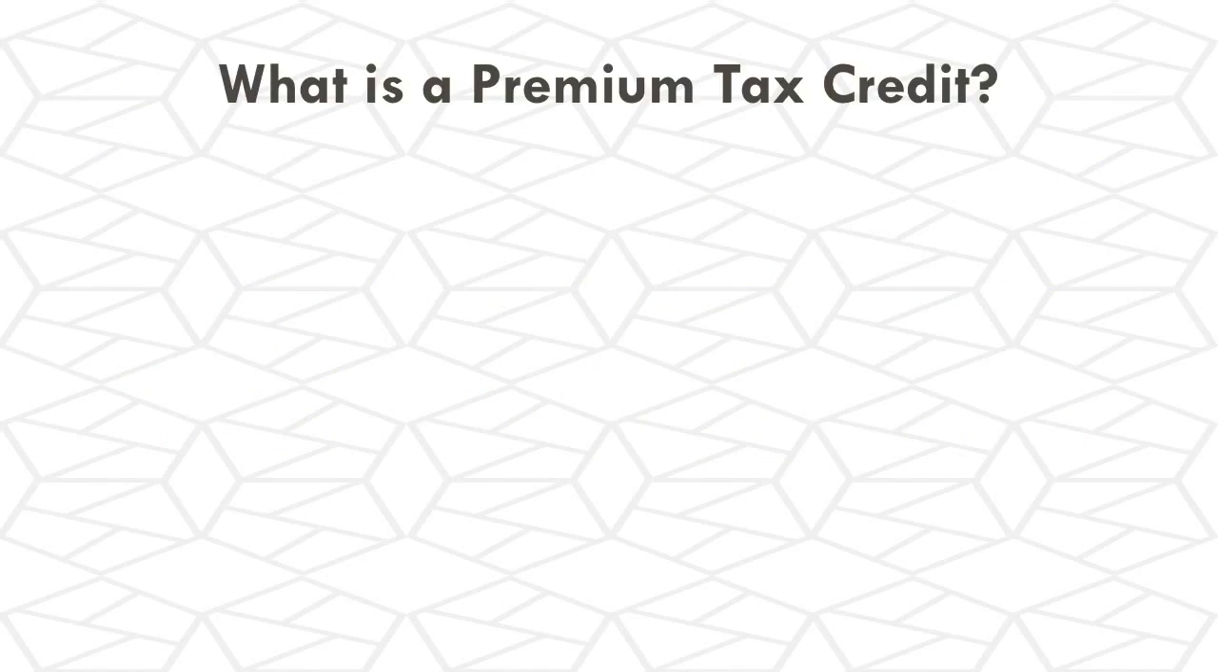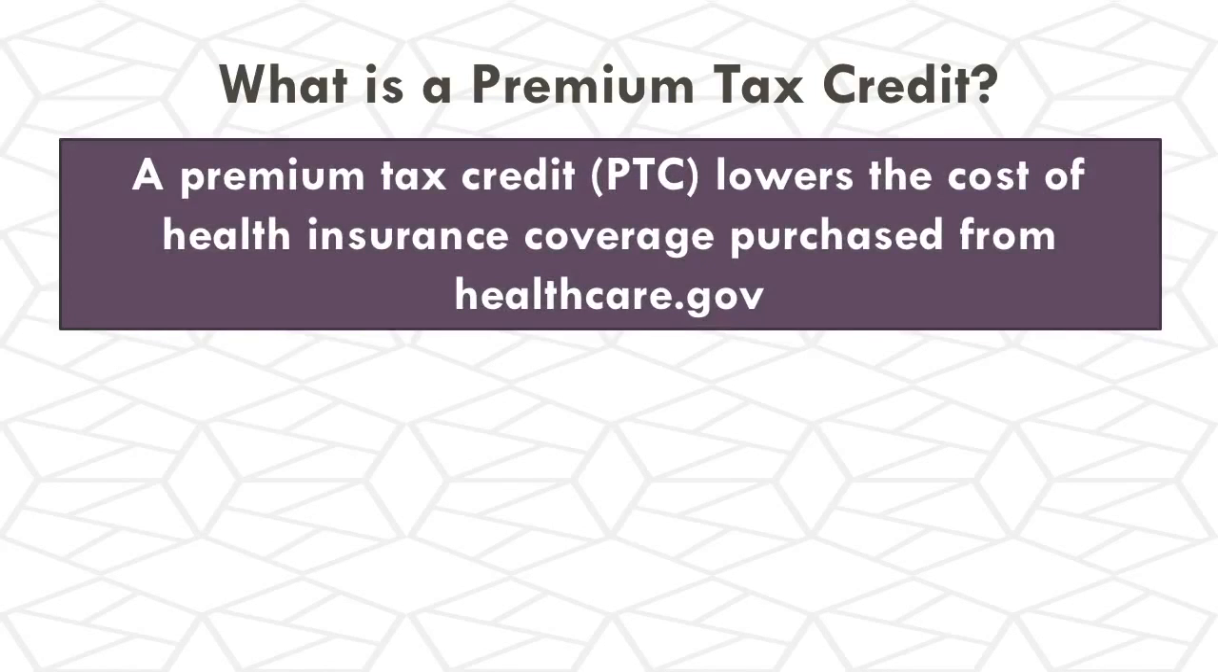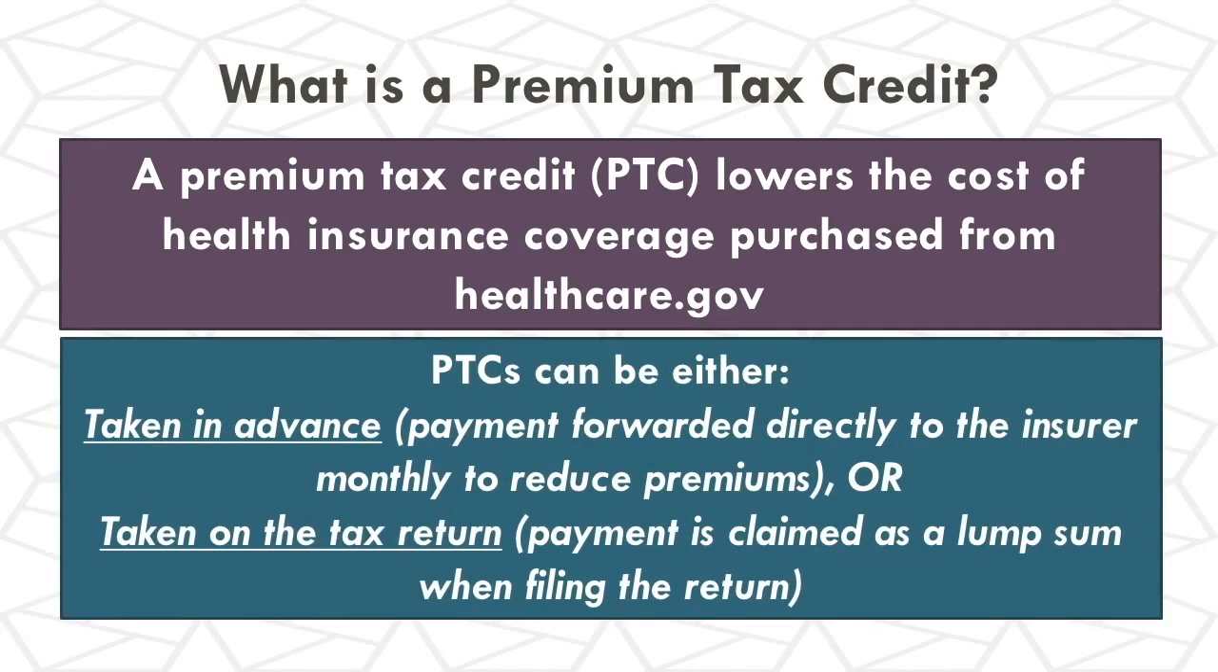Let's talk now about the premium tax credit. A premium tax credit lowers the cost of health insurance coverage purchased from healthcare.gov. Premium tax credits can either be taken in advance, meaning that the payment is going to be forwarded directly to the insured to reduce monthly premiums, or it can be taken on the tax return, which means the payment is going to be claimed as a lump sum when filing the return at the end of the year.